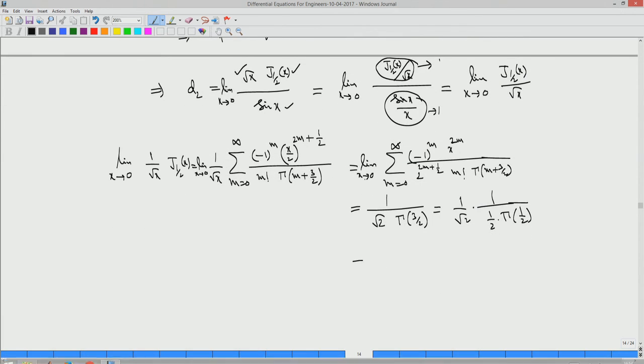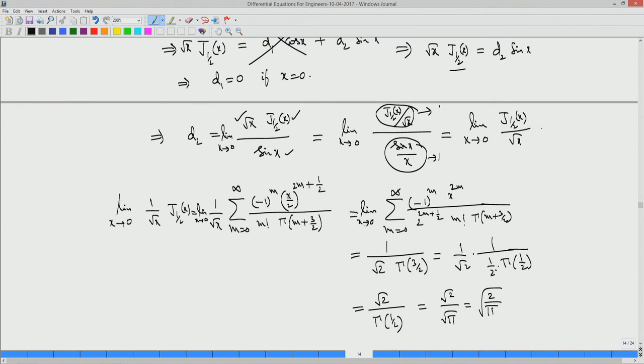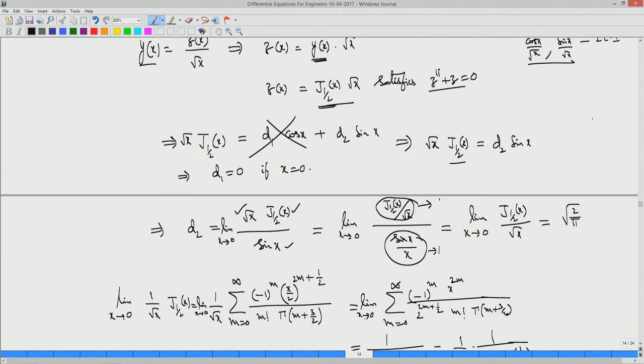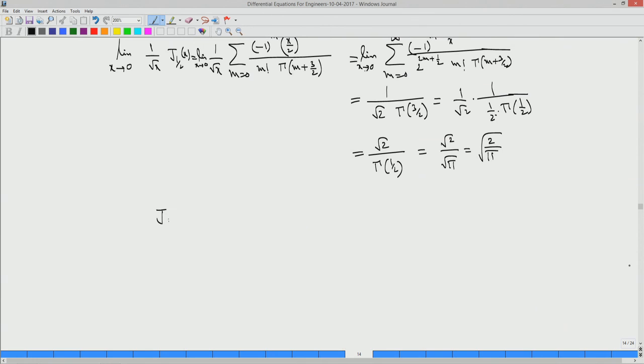So this is nothing but, so 2. This becomes 1 by root 2, and root 2 goes to the numerator into gamma half. Gamma half is root pi. So you get root 2 by pi. Once you get this, put it in. So that implies that from here you can get J half of x. J half of x is nothing but root 2 by pi sin x by x.